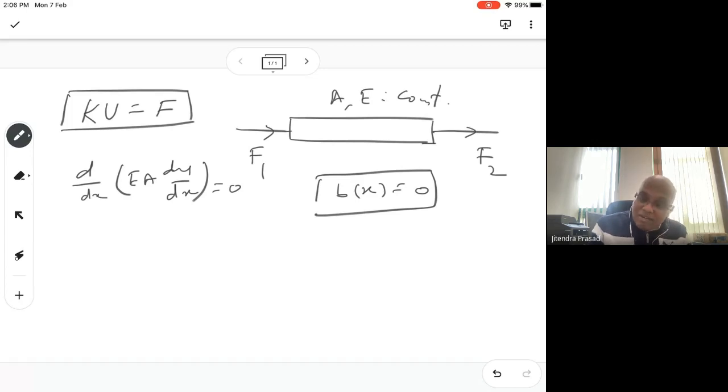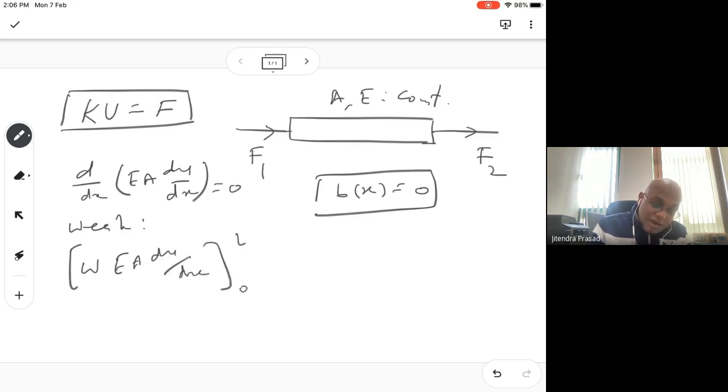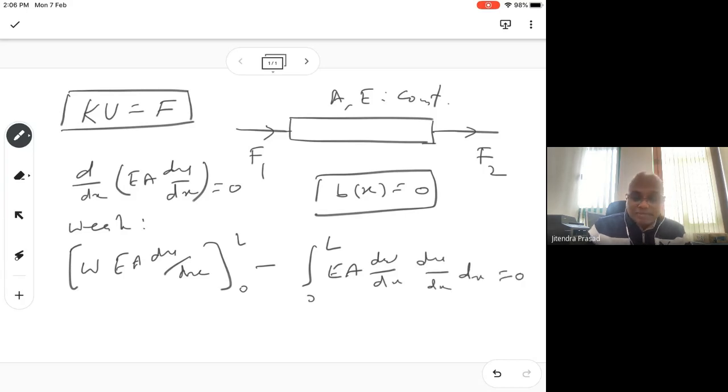We know the weak formulation of that, and the weak formulation will be like this: W EA du/dx from 0 to L, minus the integral from 0 to L of EA dw/dx times du/dx, equal to 0. Yeah, this is what we have.